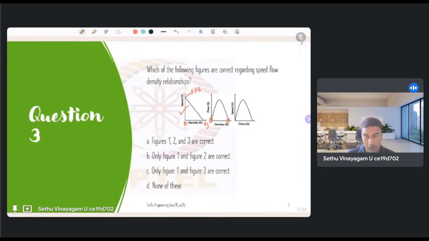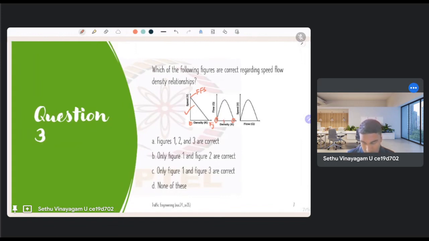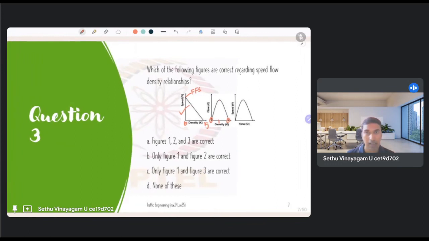In between these two, at a particular intermediate density, which is called the critical density, you will be able to get the maximum flow. So therefore this is the correct relationship between the flow and density. So the second relationship is also correct.